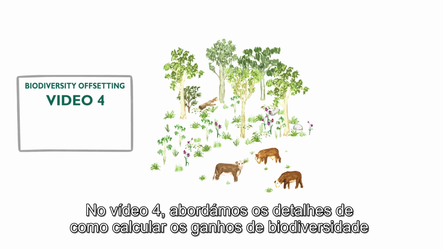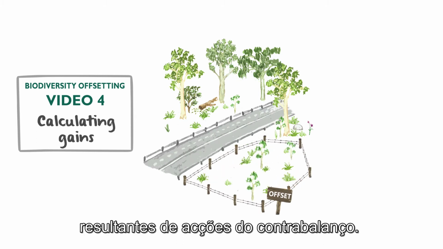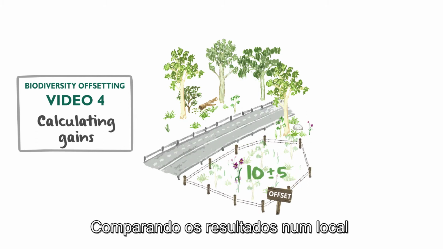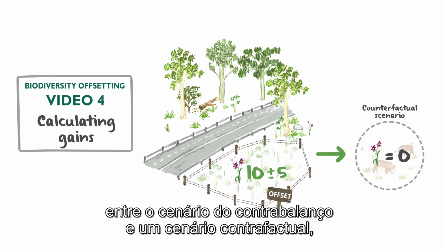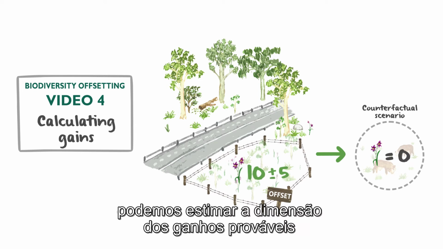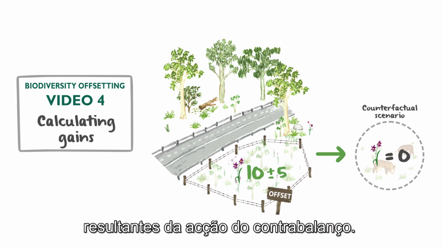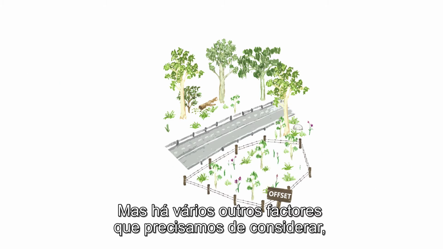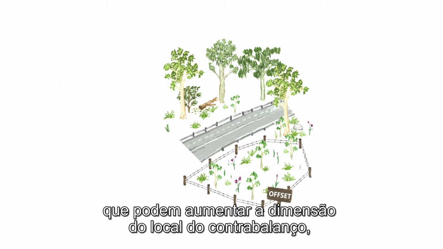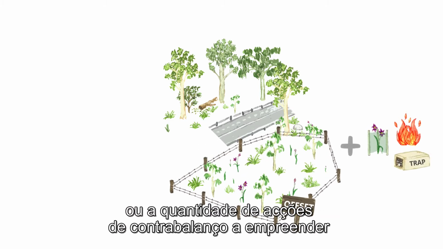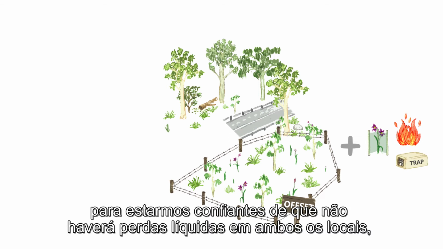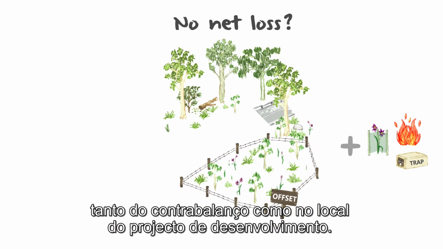In video 4, we covered the details of how to calculate biodiversity gains resulting from offset actions. By comparing outcomes at a site between the offset action scenario and a counterfactual scenario, we can estimate the size of a likely gain resulting from the offset action. But there are several other factors that we need to consider, which might mean we need to increase the size of the offset site or increase the amount of offset action that needs to be done to be confident about achieving a no net loss outcome across offset and development sites.